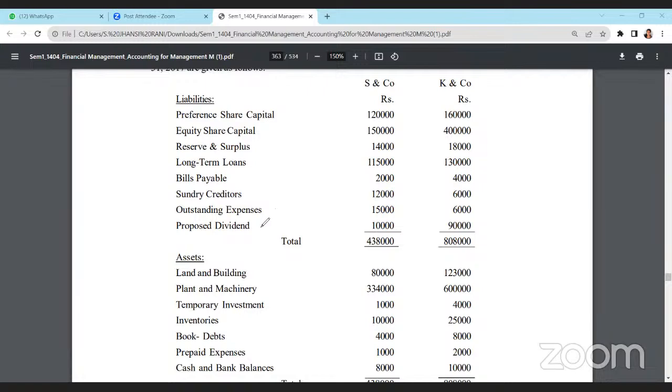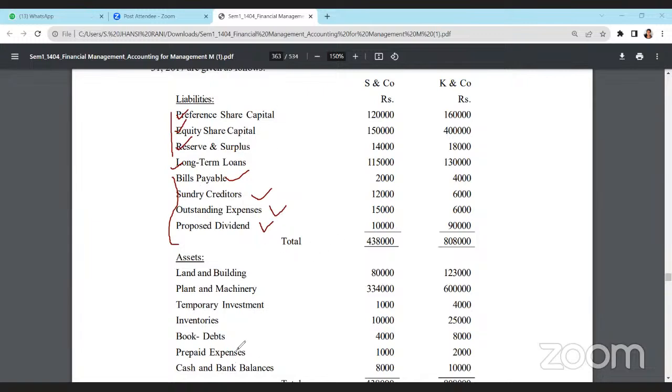So here current liabilities are proposed dividend, outstanding expenses, sundry creditors, bills payable. These are current liabilities, that is Roman number. Under liabilities I'm talking, we have only one thing, that is long-term liabilities, and shareholders funds are preference share capital, equity share capital, reserves and surplus. These 3 are 3 different headings.